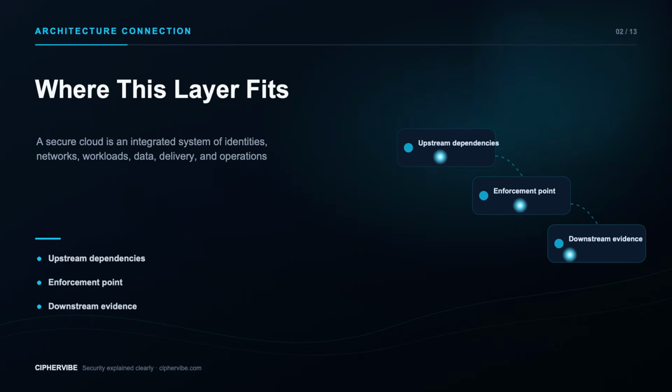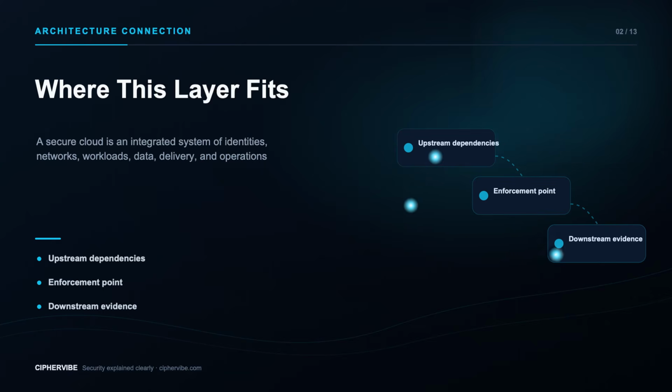Every cloud security layer relies on the ones around it. Encryption consumes classified data requirements and key services while supporting network security, workload hardening, DLP, compliance, and incident response. It must be paired with access control because encryption does not decide who may use decrypted data.